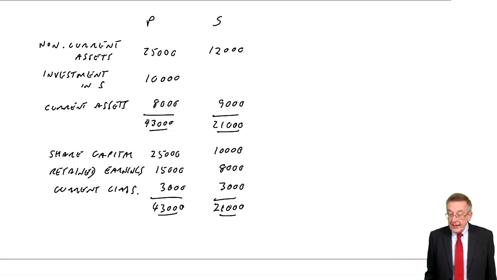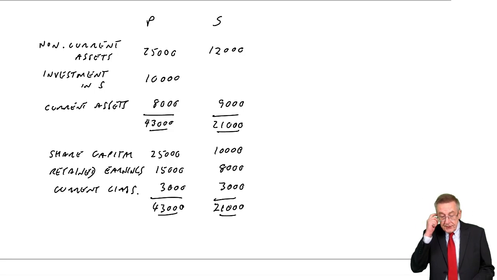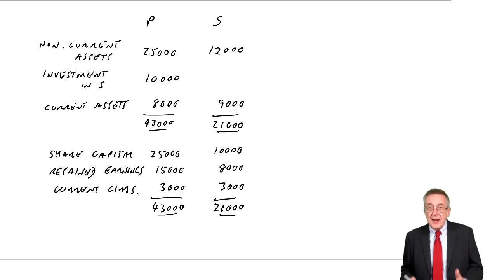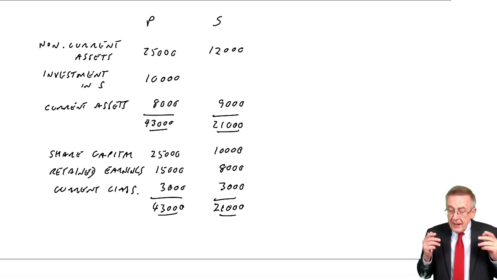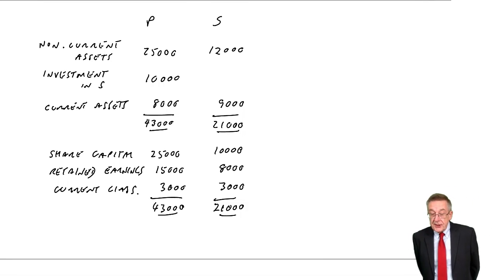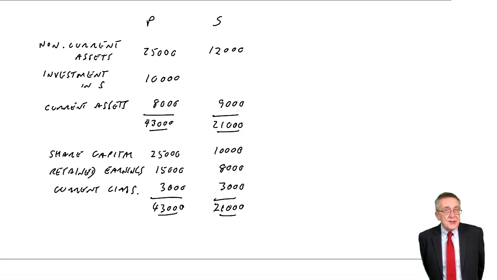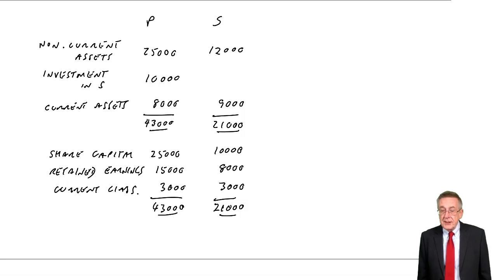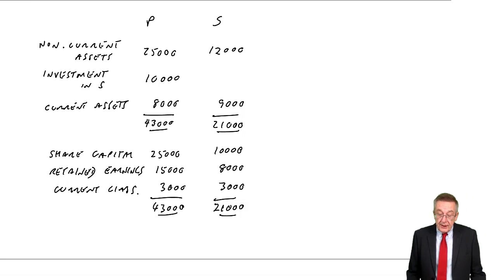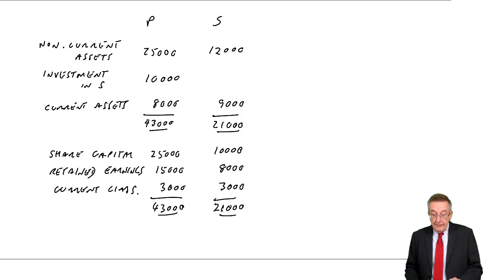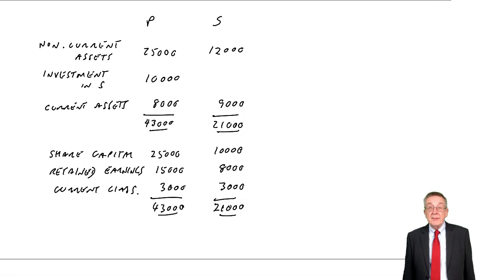I've actually copied out the example, then I can stress things. We have two separate companies. In law, they are separate with two separate statements of financial position. You can see P has non-current assets 25,000. Investment in S. They bought shares in S, the other company, and so it's an asset like any asset in P's statement. Current assets 8,000, share capital 25,000, retained earnings 15, current liabilities 3. So all perfectly normal.